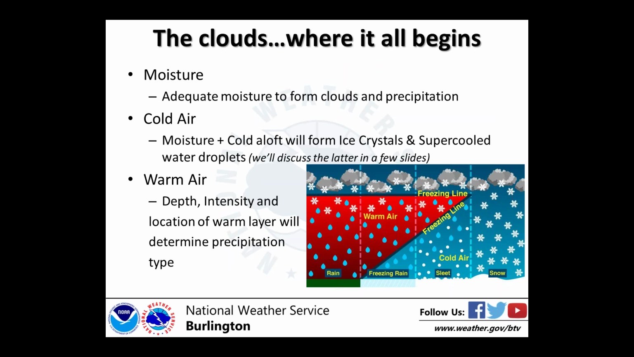We start with the clouds, where it all begins. You do need adequate moisture to form clouds and precipitation, and you do need that cold air combined with the moisture to form ice crystals and supercooled water droplets, which are just water that is still in liquid form below freezing temperature, 32 degrees Fahrenheit or 0 Celsius. And we'll discuss the supercooled water droplets a little later in this presentation.